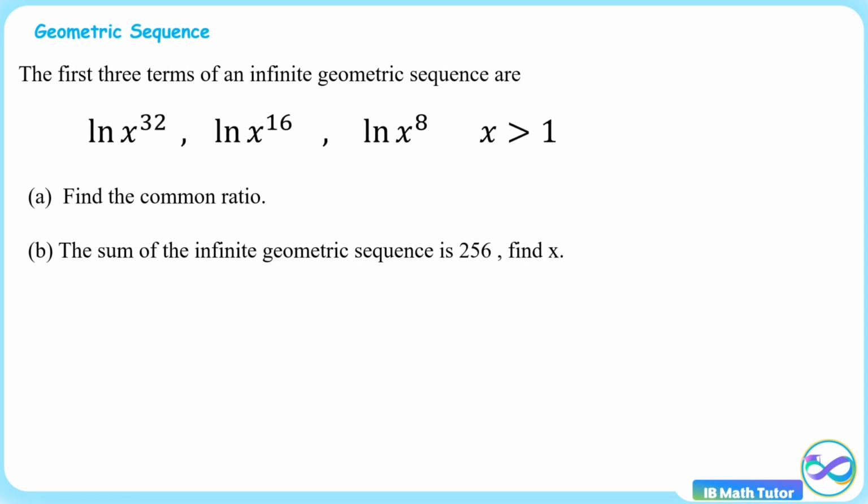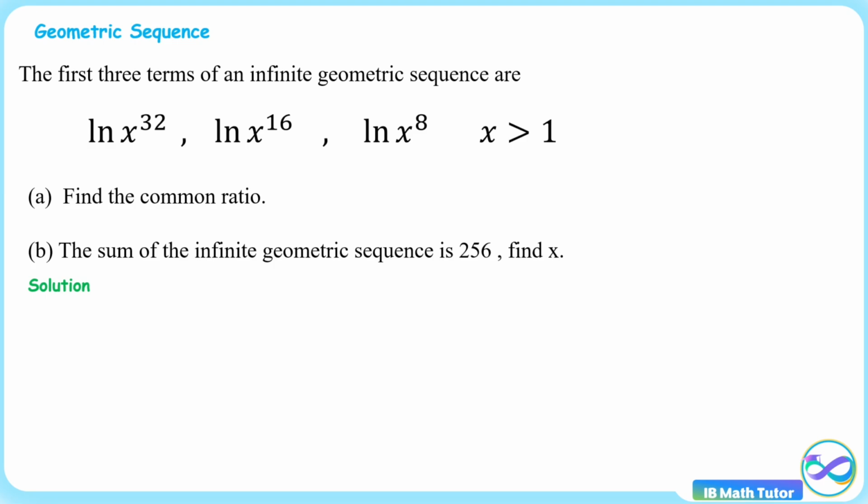In this video, we will solve a question involving an infinite geometric sequence with natural logarithms. Here is the question. The first three terms of an infinite geometric sequence are given. In question A, we need to find the common ratio. And question B says, the sum of the series is 256. Find x.